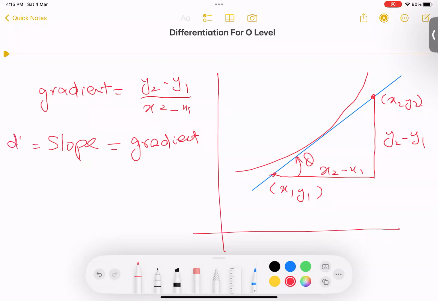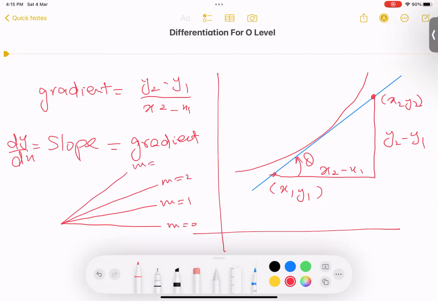Now I'm adding a third one: dy over dx. All three are the same. Repeat my words: dy dx is called the derivative, slope or gradient, all are the same. For example, a line parallel to the x-axis has zero slope, a zero gradient. A slightly tilted one has gradient 1, slightly more tilt has gradient 2, more has gradient 3. You can see that as the gradient increases, the angle increases.